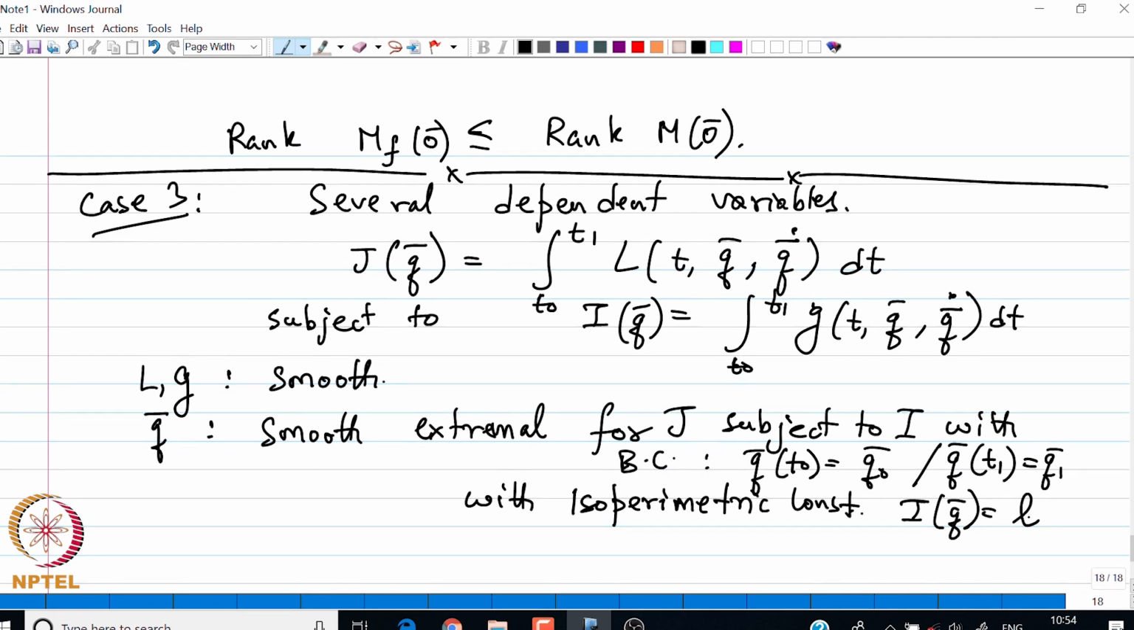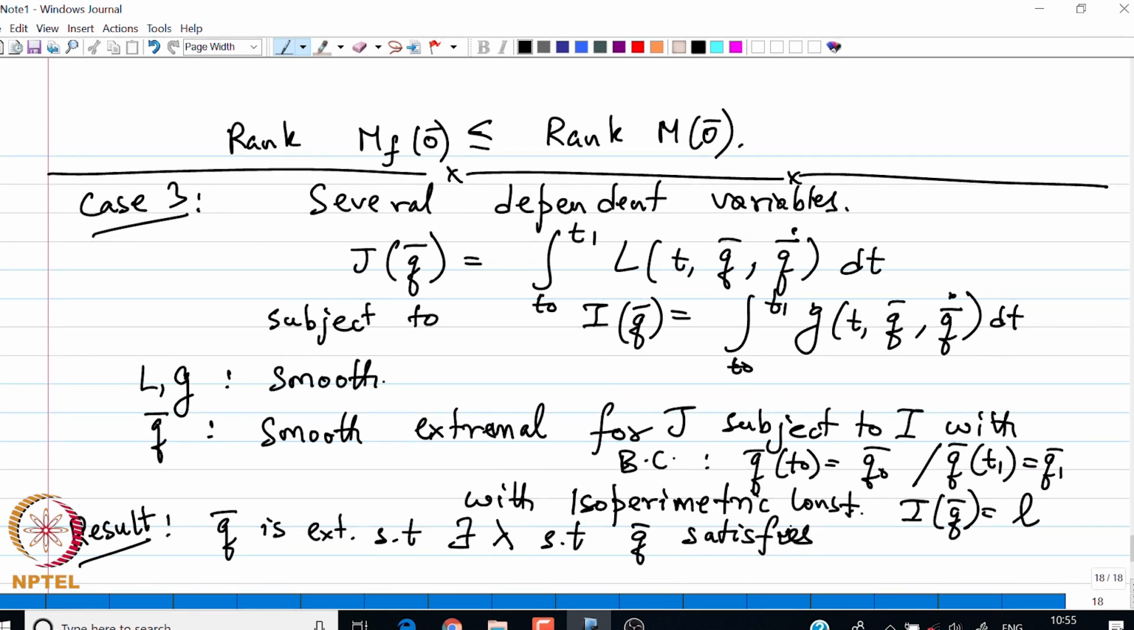Okay. So, I am going to directly state the result, because the proof follows the similar case for the problem with one variable. q bar is an extremal such that there exists a constant lambda so that q bar satisfies the system of n Euler-Lagrange equations of the form d dt of del f del q j minus, well, let me just rewrite this equation in the next page.